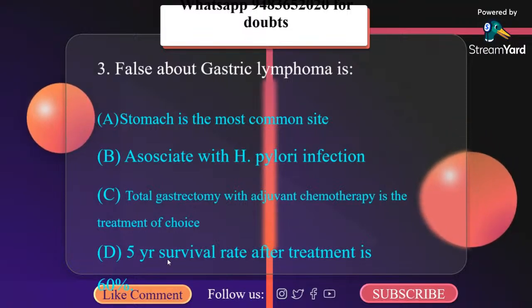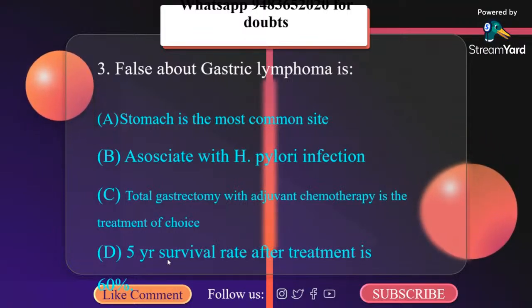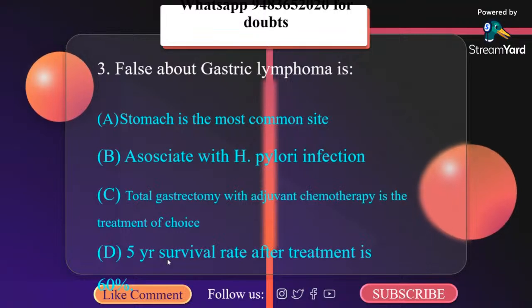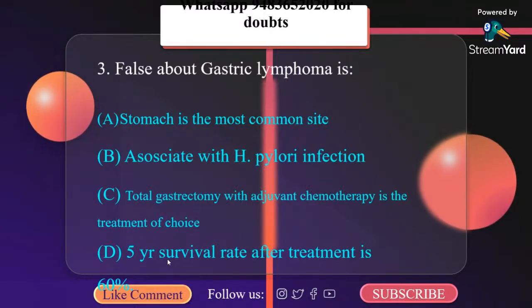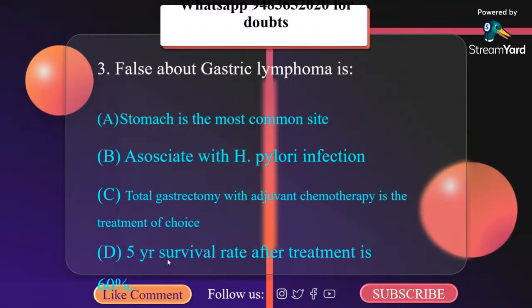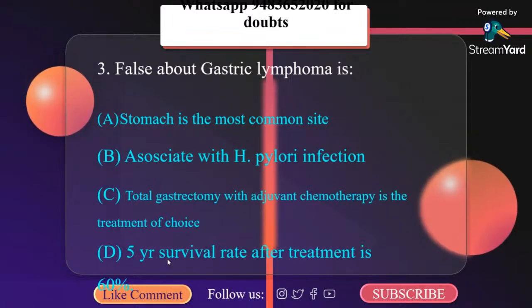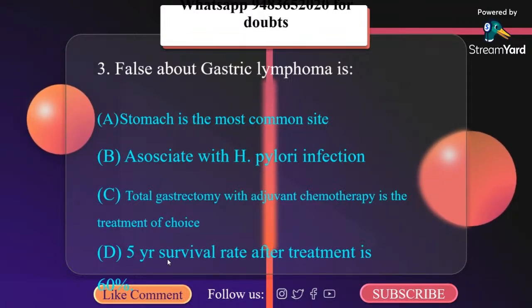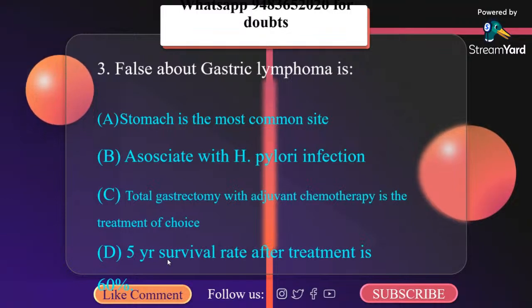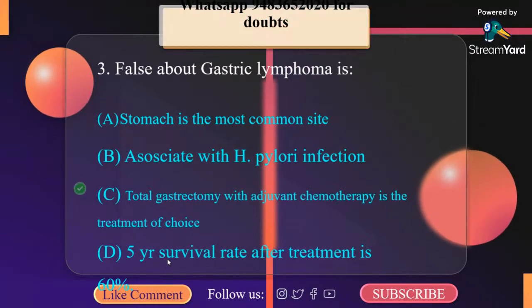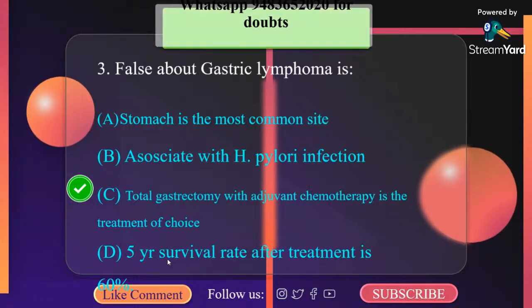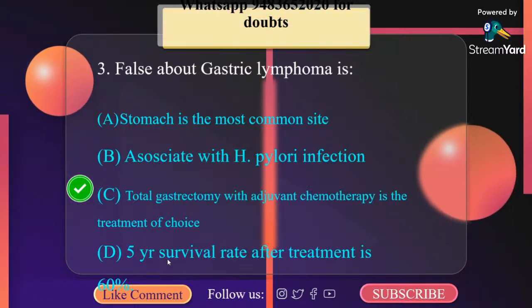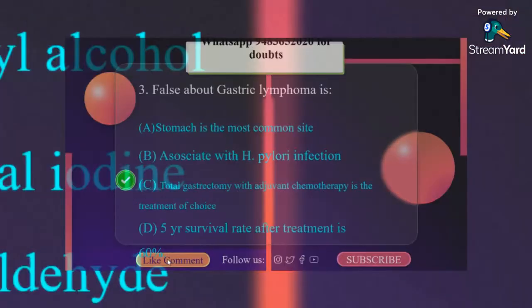Secondary gastric lymphoma: stomach is the most common extranodal site of systemic lymphoma. Almost all of them are non-Hodgkin's type. Treatment: the role of gastric resection is controversial. So the correct answer here is that total gastrectomy with adjuvant chemotherapy is the treatment of choice is false.